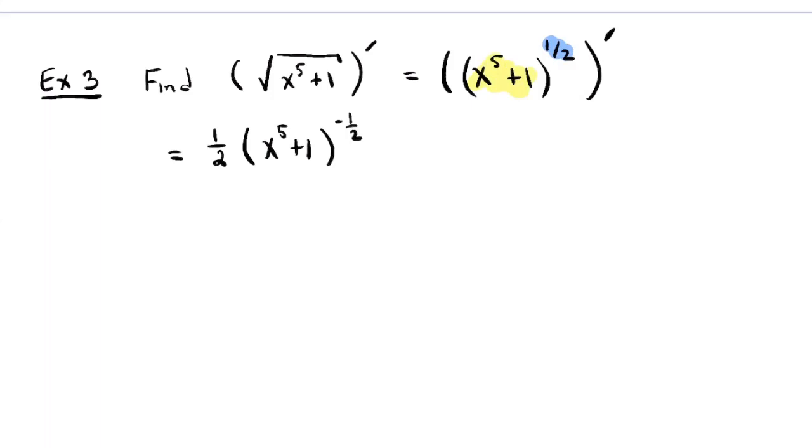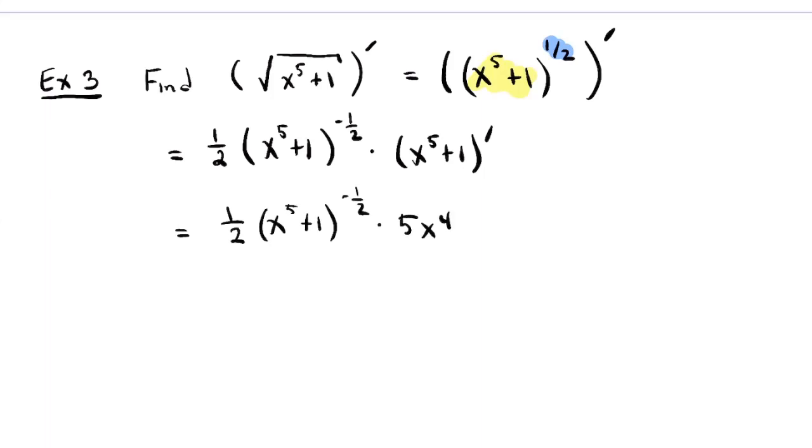So if I paused for a second, there's the derivative of my outside function at the inside, and now I need to multiply that by the derivative of the inside, which I'm going to keep writing as an additional step, but you can do it on the fly. So 1/2 (x^5 + 1)^(-1/2). Well, the derivative of x^5 + 1 is 5x^4, right?